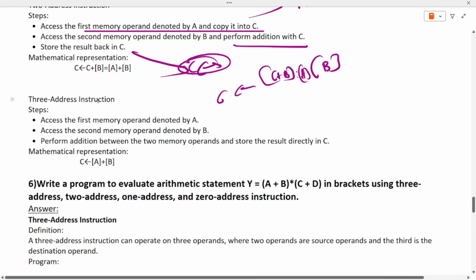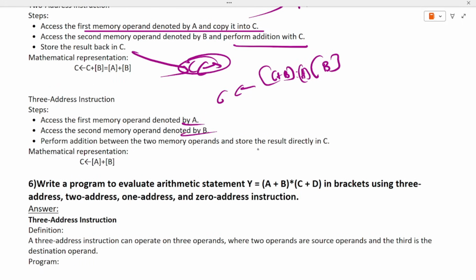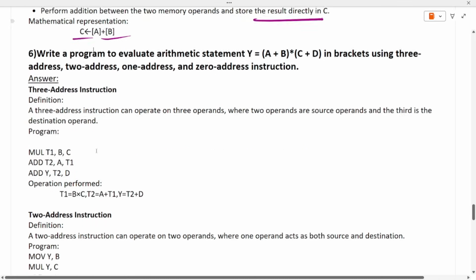Next is the three address instruction, having A, B, and you will add that and you will get A plus B. That is for the three address instruction.